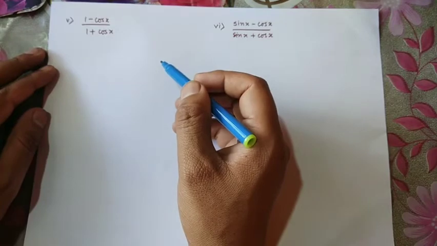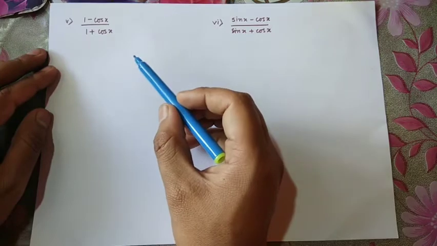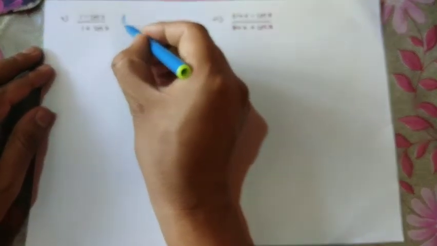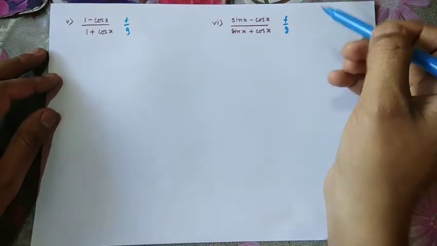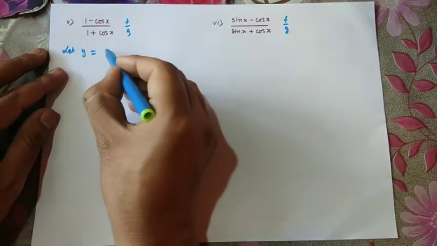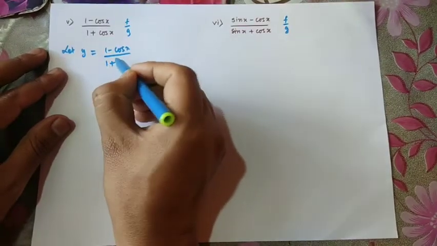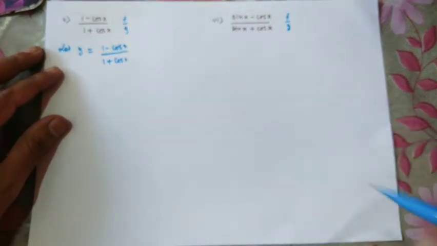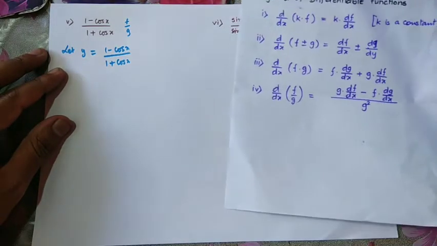Okay, now in these two questions we need to find the derivatives, and here we have a function of the form f by g, and this is also kind of f by g. Let me write this as y equals 1 minus cos x by 1 plus cos x. So this is my f and this is my g.